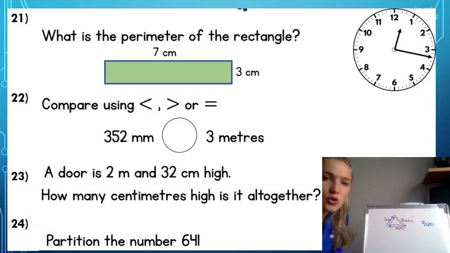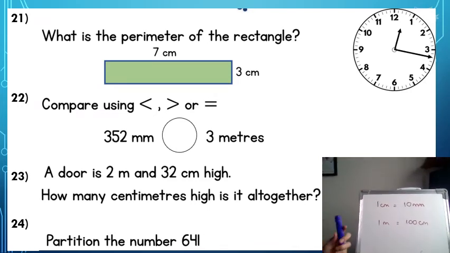For number 22, you're comparing. So again, you're looking at less than, greater than, and equal to. Remembering the crocodile always eats the biggest piece. Now for this one, you will have to convert them so that they are in the same unit of measure to work this one out first. I will put the units of measure on here in just a minute. Then a door is 2 meters and 32 centimeters high. How many centimeters high is this together? So thinking about, again, converting. And then finally, you're partitioning the number 641 to tell me how many hundreds, how many tens, how many ones.